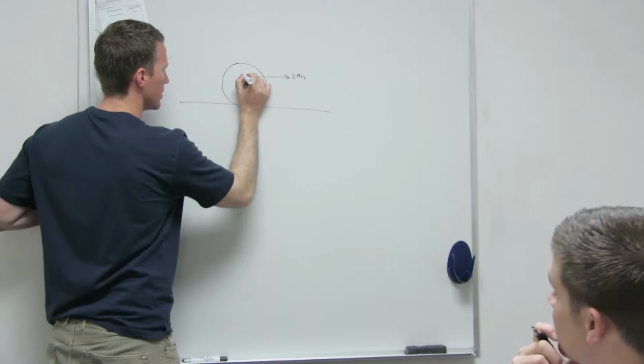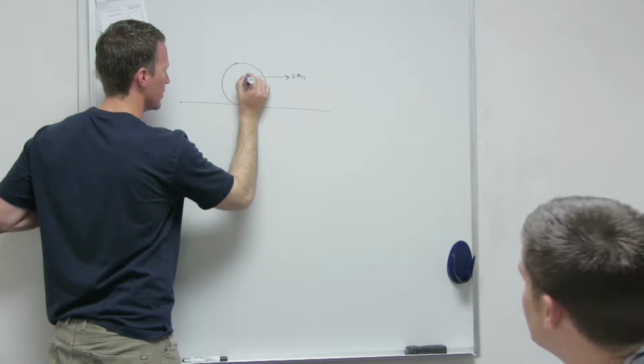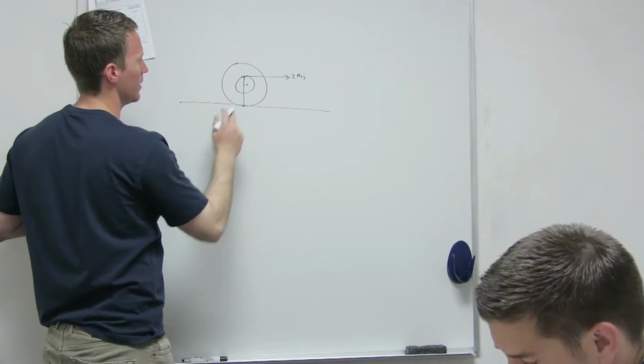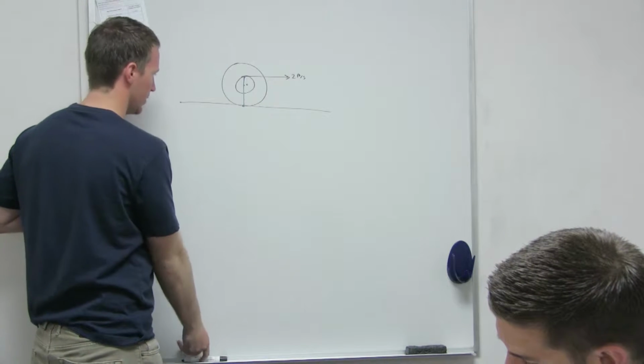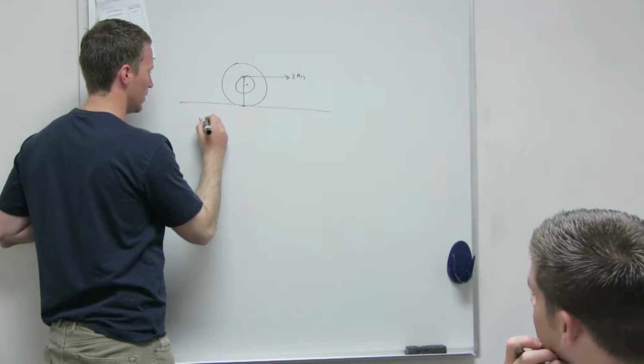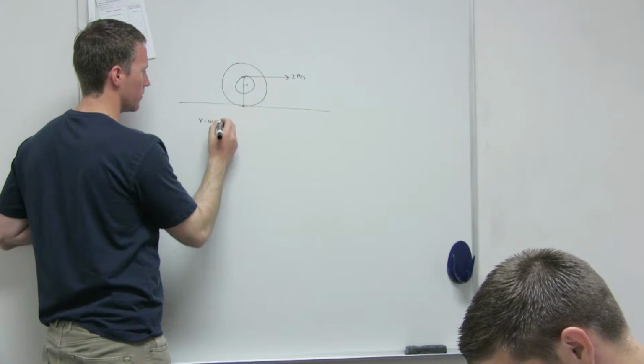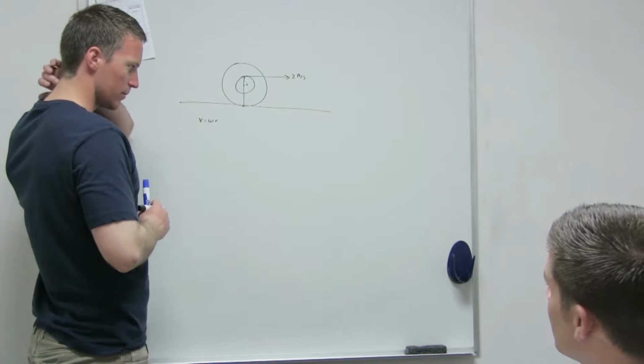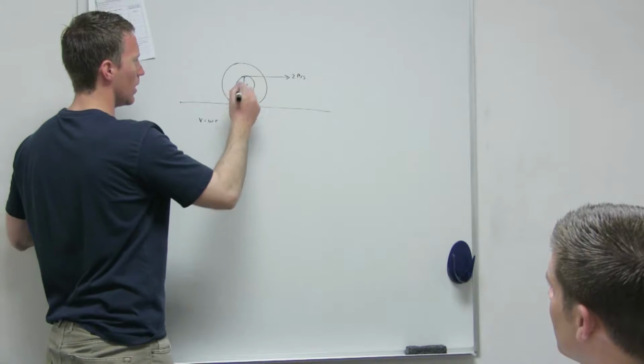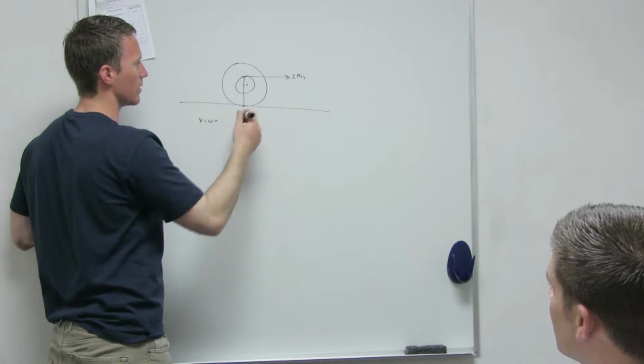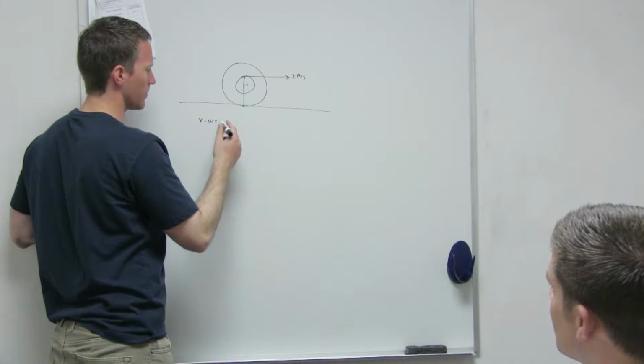So we have to use this distance here from there down to there, and our V equals omega R formula. So to find the angular velocity of this whole thing, isn't it just 2?